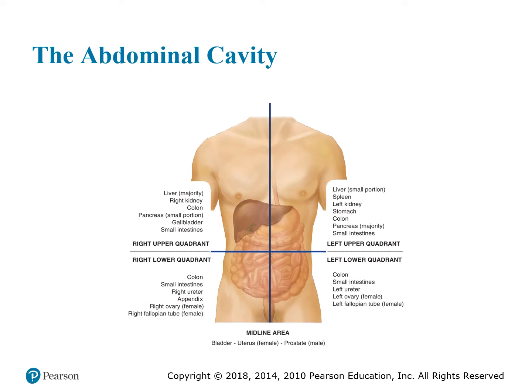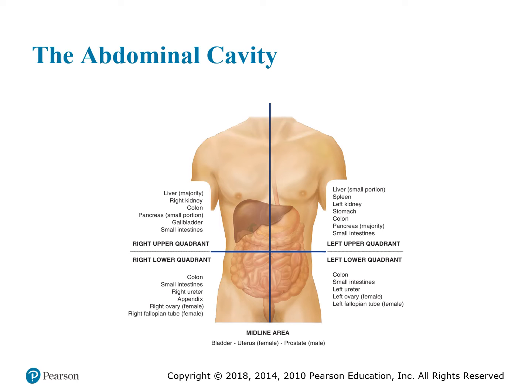All right, so in our 4 quadrants, the right upper quadrant, the majority of the liver is in the right upper quadrant. Now, the right kidney. The kidneys are retroperitoneal, so they sit towards the back and they're not in the intraperitoneal space or within the abdominal cavity. They're posterior to the abdominal cavity, but consider it the right upper side. You have a portion of the colon, so you have a portion of the ascending and transverse colon here.